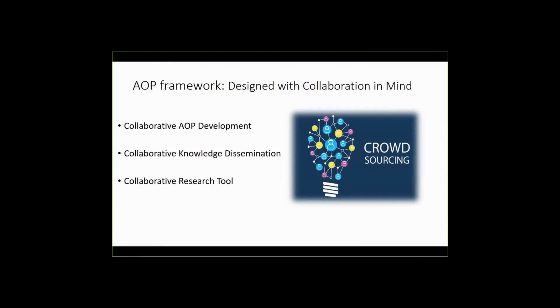There's several aspects to AOP collaboration. One of the main things when we first started was to be able to create a framework where people can work together to develop the AOPs. But as Kate mentioned, it's become much more than that. It's also a place where we can share knowledge and also collaboratively guide our research together. And this is all done by working together.